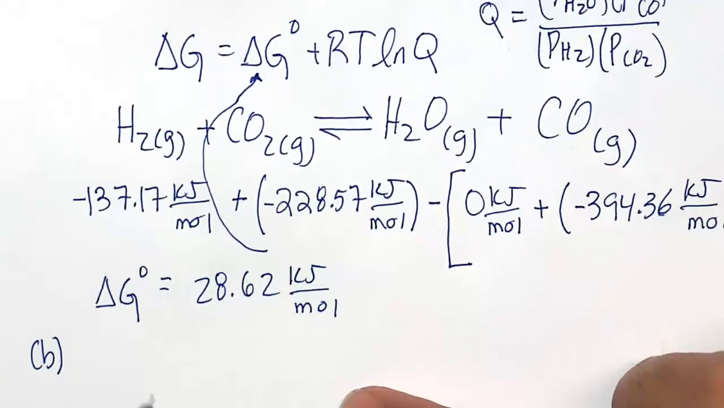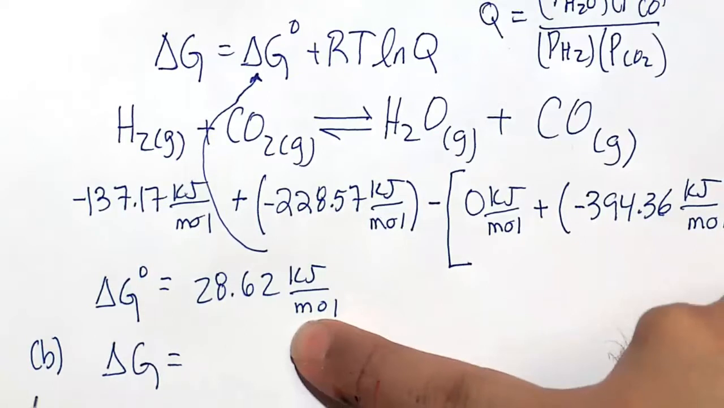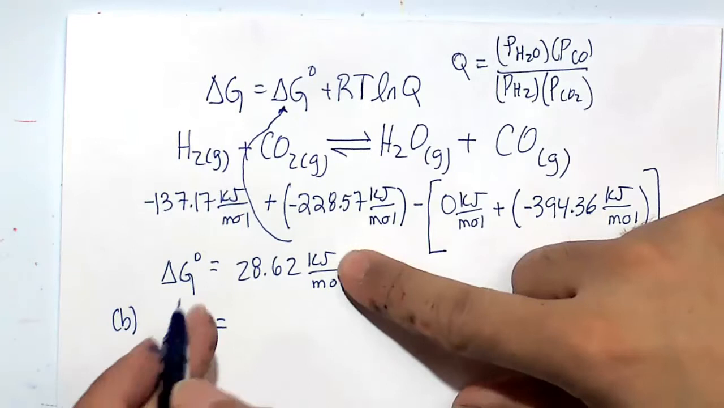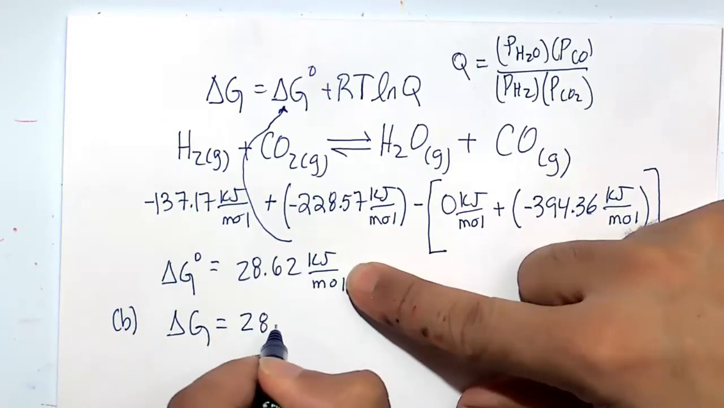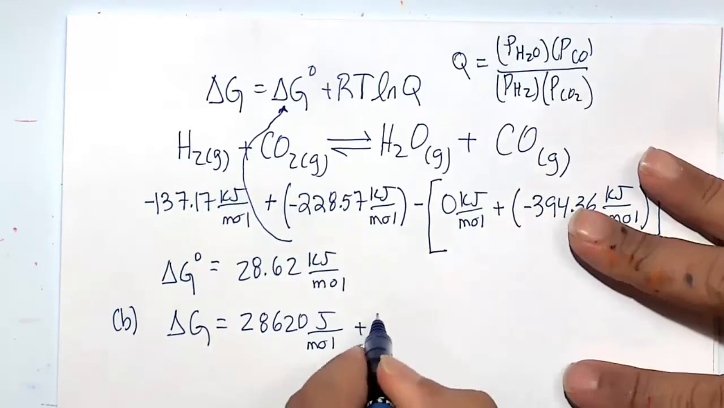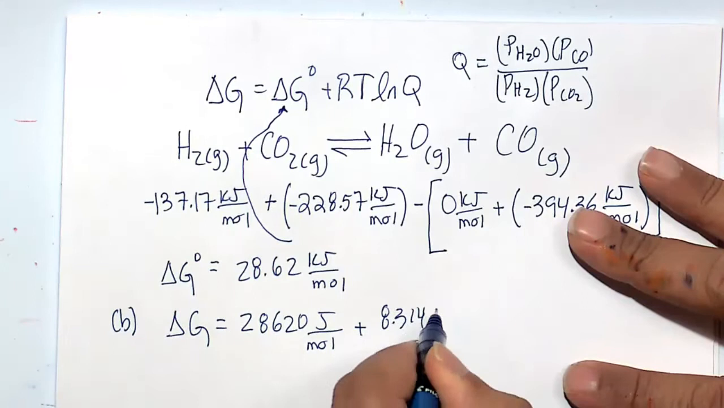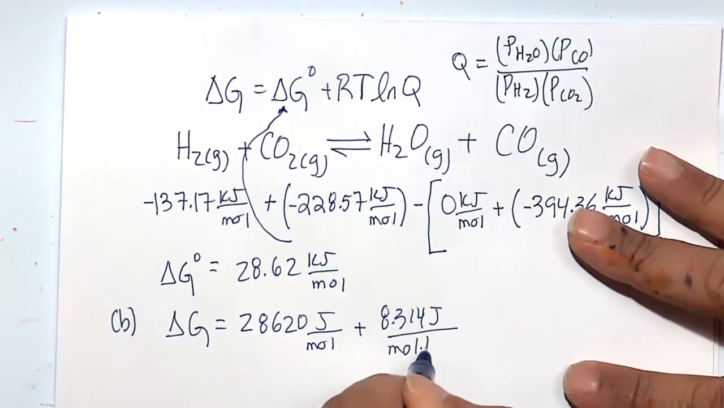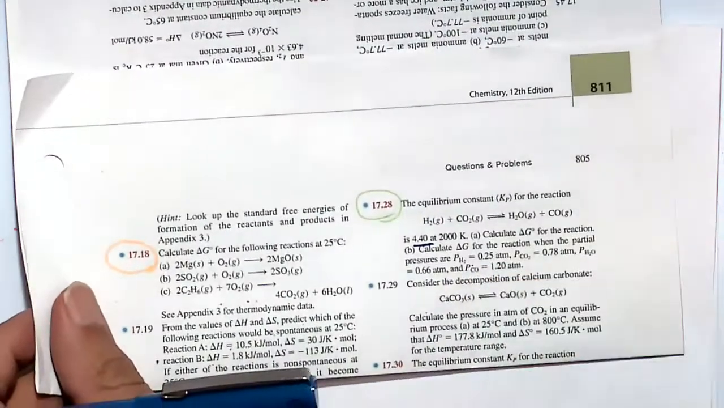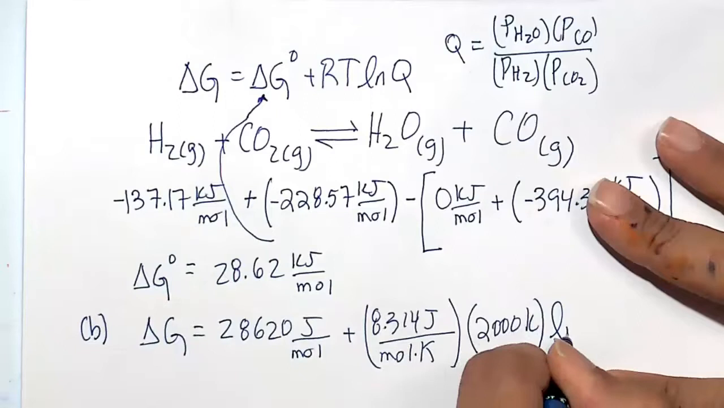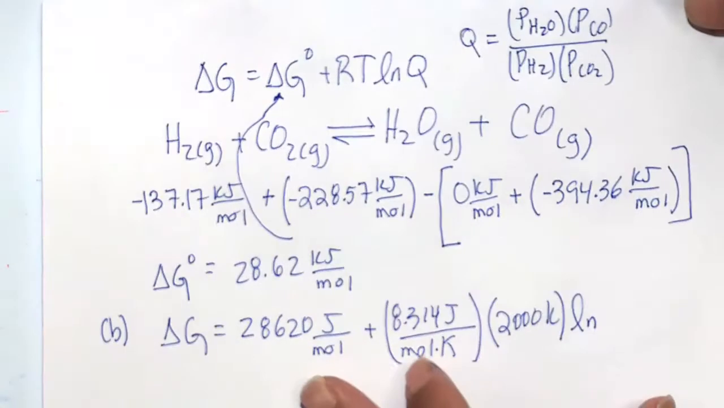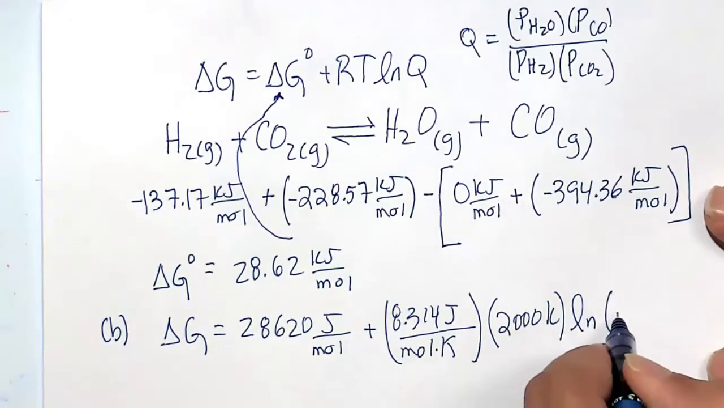So let's calculate our deltaG under these non-standard state conditions. We already got deltaG naught from utilizing products minus reactants. Let's go ahead and get that to joules per mole. So that's going to be 28,620 joules per mole, plus R, which is 8.314 joules over mole Kelvin, times T. T is 2,000 Kelvin. And all of that times natural log of Q. We already solved for Q here, putting in the pressures they gave us in the problem, and that was 4.06.